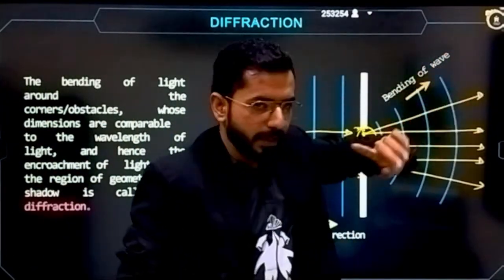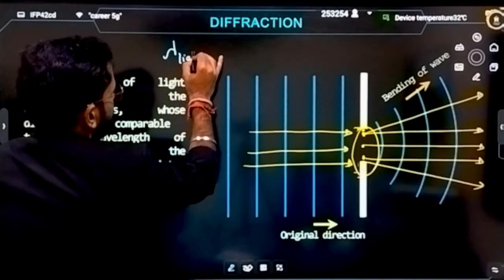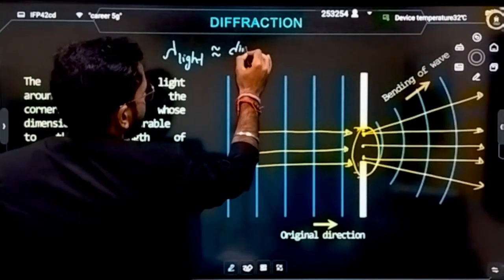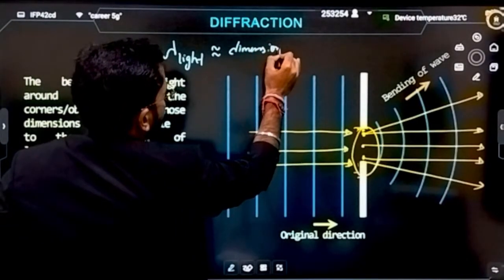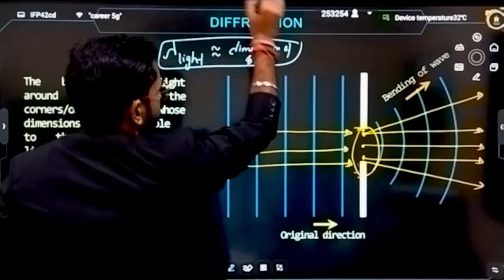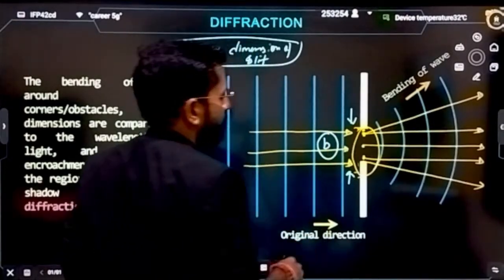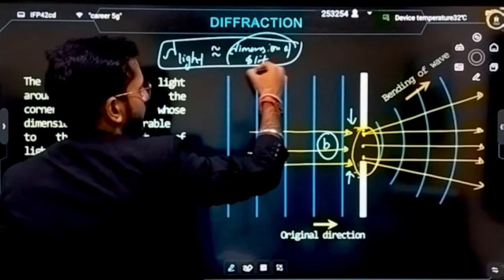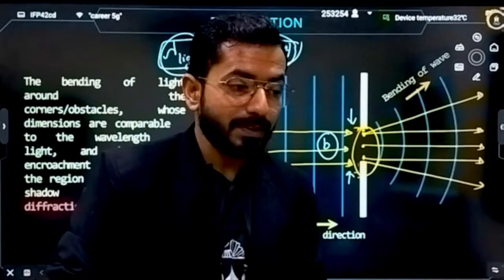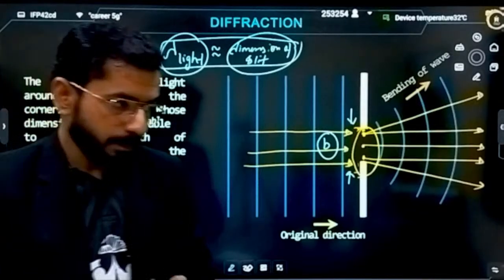For example, how is diffraction drawn here, and why is that coming, what is the condition? Let's understand. Diffraction only shows when the wavelength of light is comparable to the dimension of the slit. Let's suppose the dimension of the slit here is represented as b, and if the length of this b is comparable to the wavelength of light, then only diffraction will happen, otherwise not. This is the mandatory condition for diffraction.